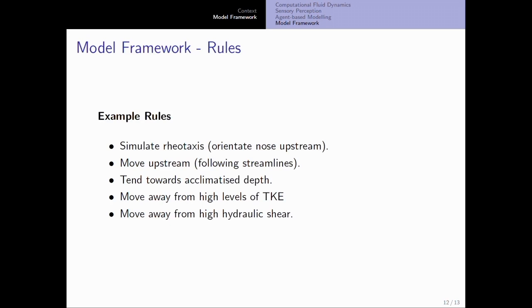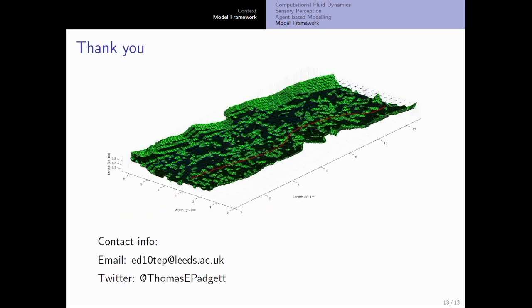So I'll leave you with a nice picture. This is my example domain. It's about 13 meters long, 6.5 meters wide, 50 centimeters deep. It's a stretch of river somewhere in England, but I can't remember where. And that red line is my predicted fish having a nice little swim through. So thank you very much. Happy to take any questions.